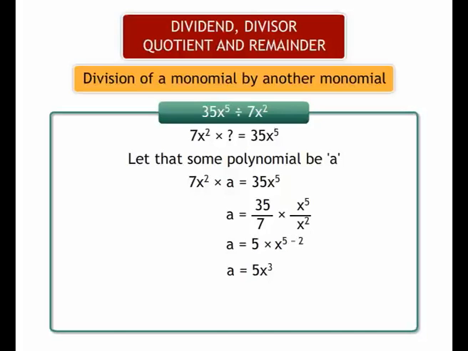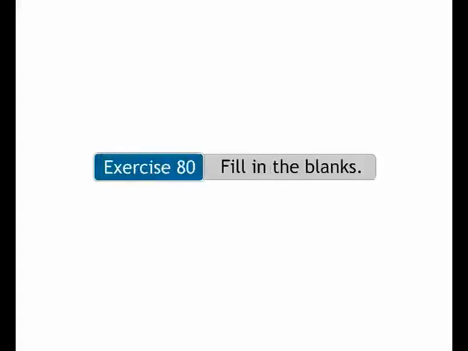Therefore, 7x square into 5x cube is equal to 35x raised to 5. And hence, 35x raised to 5 divided by 7x square is equal to 5x cube. Let us now solve exercise 80.